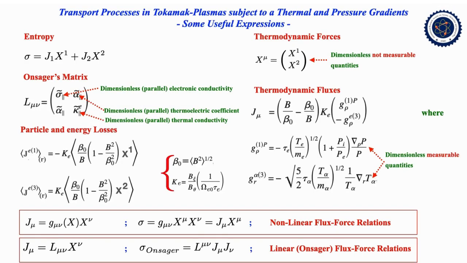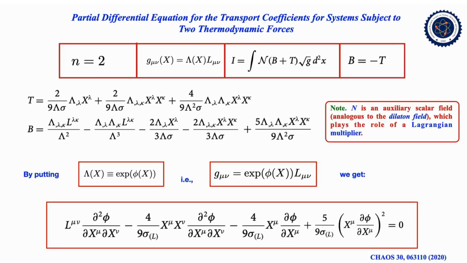However, when the plasma is out of equilibrium, we have to know what is the relation between J and X in order to obtain X. This is the scope, the aim of this theory. For this, in previous work, we have shown that the transport coefficients, in the case of a system subject to only two thermodynamic forces, are given by this expression. G mu nu is proportional to the Onsager matrix times what we call a conformal factor, where the exponent phi should satisfy this equation.